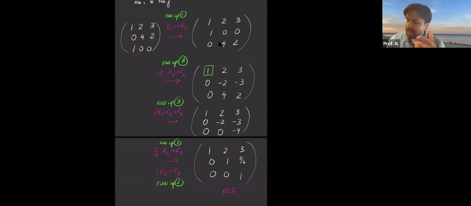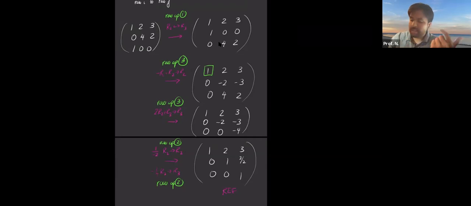So remember, REF is not necessarily unique. What will be unique will be the row reduced echelon form. And remember, we talked about this theorem just now. Every square matrix either has 2 kinds of row reduced echelon forms. Either it's the whole identity, or it has a row of zeros. That's all it can be.